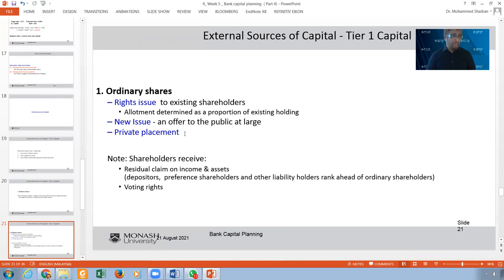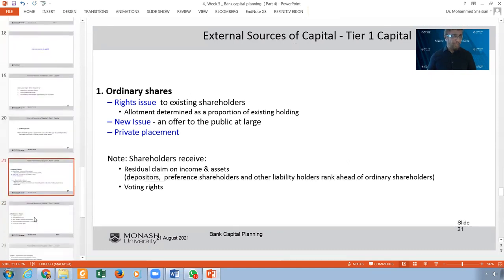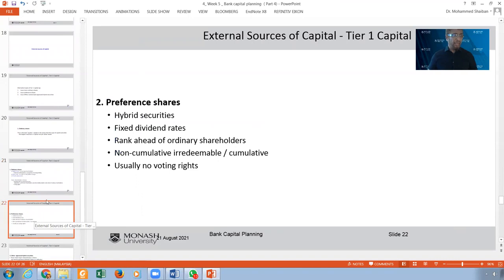Now, of course, we know what shareholders will receive. According to the ordinary share, they receive just the residual, which means after we pay depositors, preference shares, and all of those liability holders, whatever is left goes to the shareholders. We understand this. Now, the second type is preference shares, and it is a hybrid security. What do we mean by hybrid security? It's between debt and equity. Yes, they don't have voting rights.